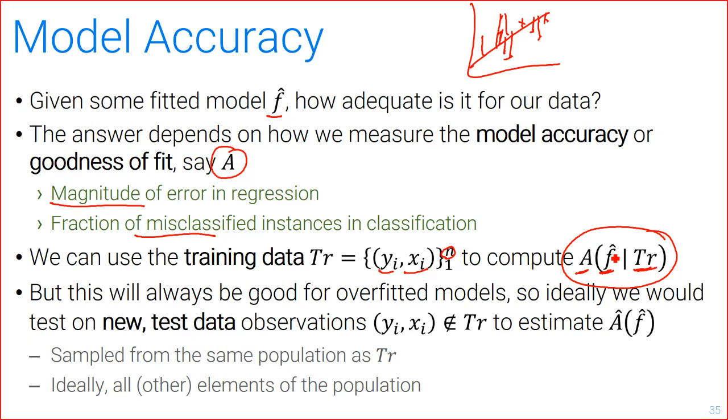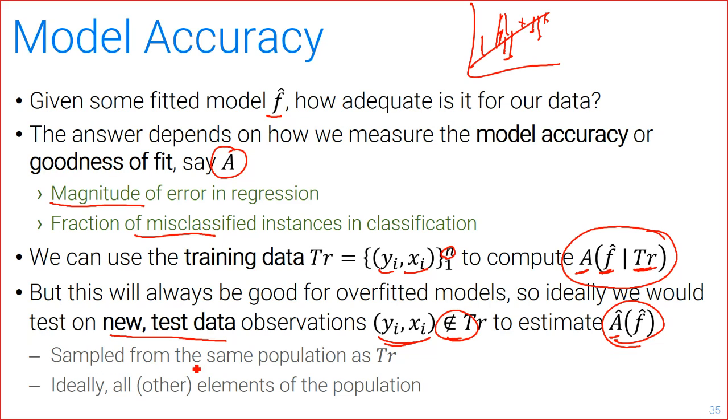Ideally, we would test on new test data, unseen observations, something that the model did not know anything about when we were training the model. And so ideally, we would test the model on new observations that are not part of the training data, so that we can estimate what is the accuracy of the model in general, in the population of interest for all possible data that we could use in the model.